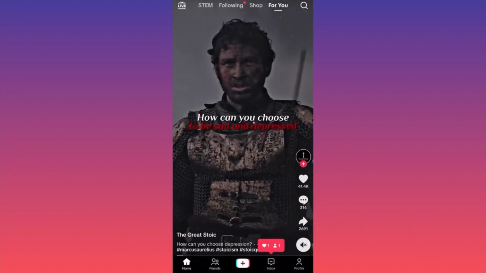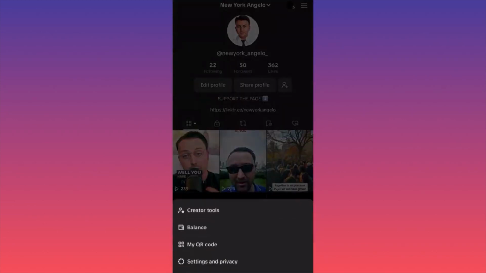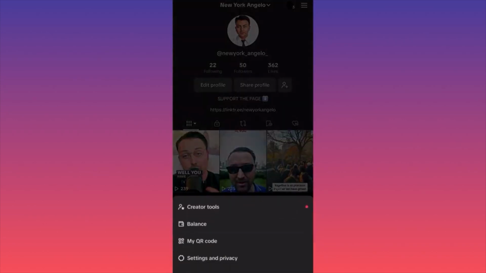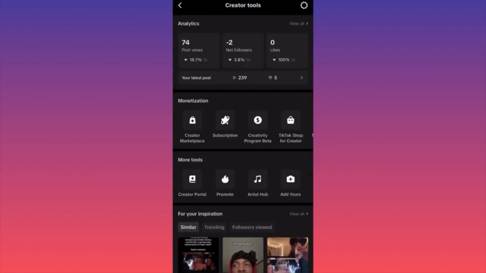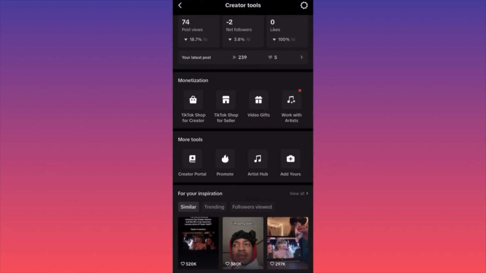Hit the lower right corner, guys. Then click on the top right three straight lines, okay? Then click on the first option, which is creator tools. Now guys, there's a special section over here, monetization. You see how many options you actually have to make money.